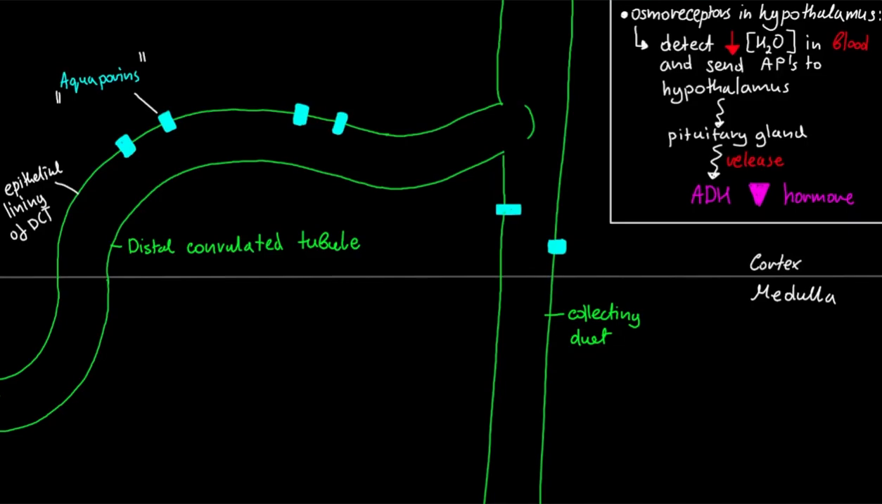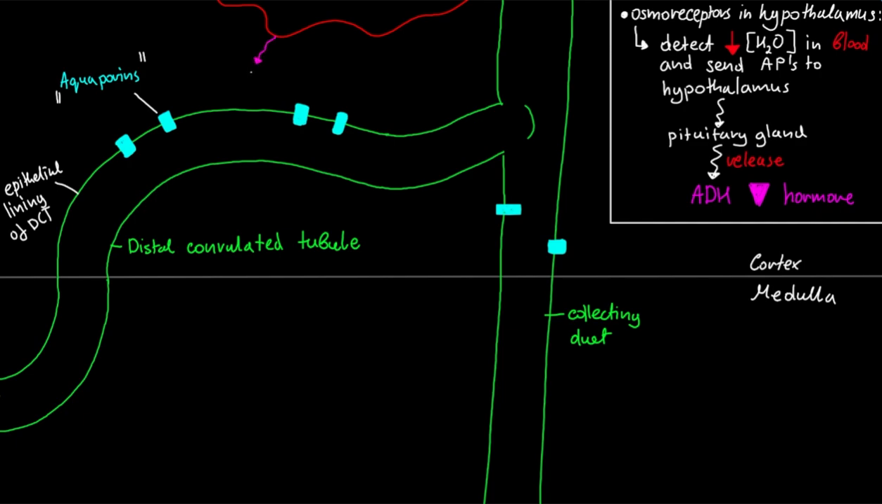So here is our new diagram. Here we see our distal convoluted tubule and our collecting duct on the right. Before we go into the mechanism of how the water is reabsorbed, we need to understand that the hypothalamus has osmoreceptors in it. Those osmoreceptors allow our body to identify if our blood is dehydrated or overhydrated.